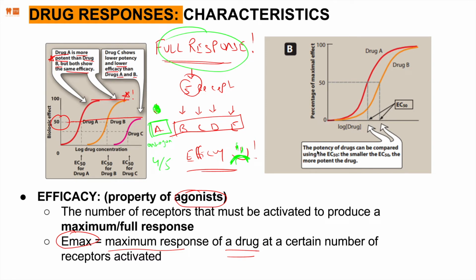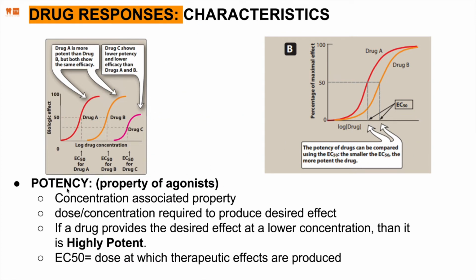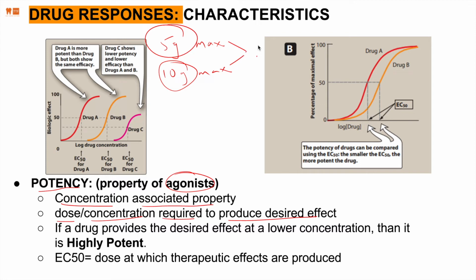This is about potency. So the potency of a drug can be compared using EC50. The smaller the EC50, the more potent the drug is. So now let's talk about this in the next slide, okay? Potency. What is potency? Another property of agonists is the concentration associated property. Dose and concentration required to produce desired effects. Basically, do you need 5 grams of a drug to produce a maximum response? Do you need 10 grams of the drug to produce the same maximum response? That means this drug is more potent than this because they both have the same response, right?